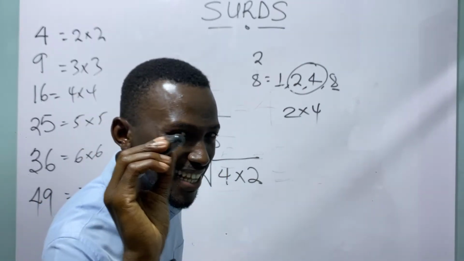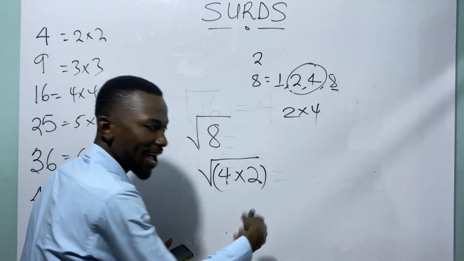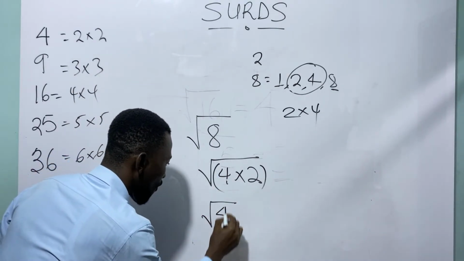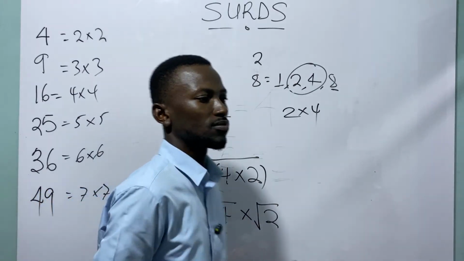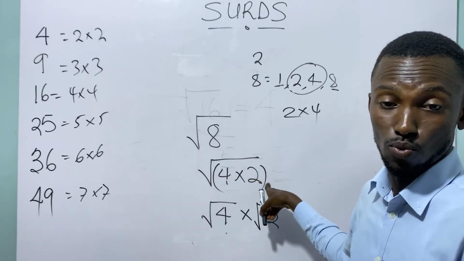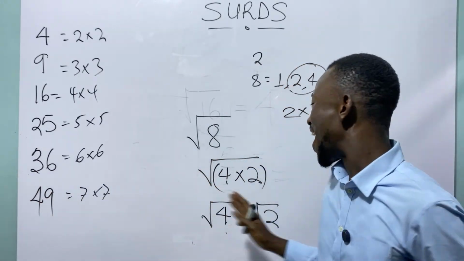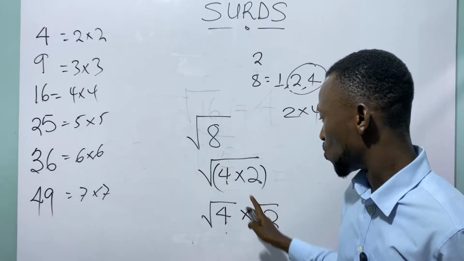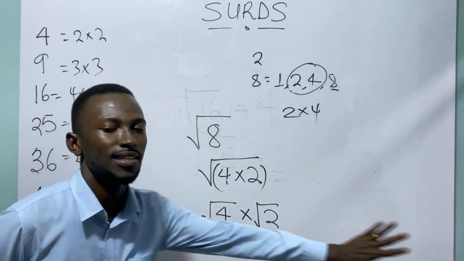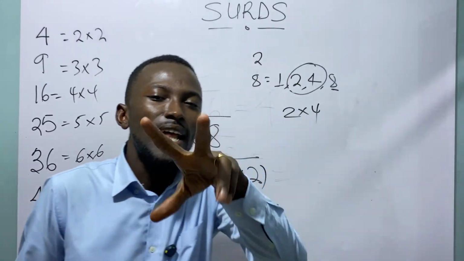But here is the interesting thing. You see this square root, we have 4 and 2 under the square root. We can expand this to be square root of 4 times square root of 2. So square root of 8 is the same as square root of 4 times 2. We've just opened up the 8 into 4 and 2. And then, since we are multiplying, we can pick them as individuals.